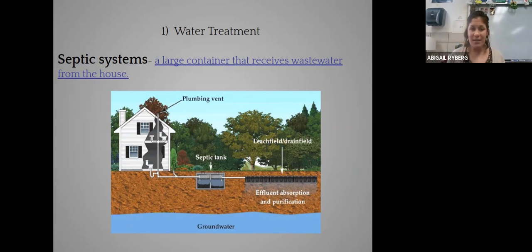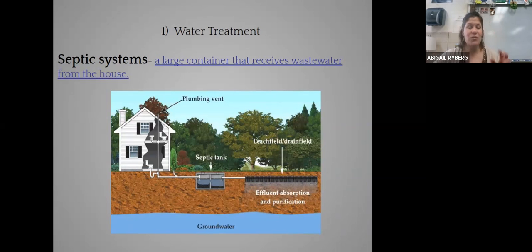Anything solid that doesn't get broken down falls to the bottom. So you can see the black buildup here. That's just the solid waste that never gets broken down. What floats to the top is essentially the clean water. So that gets then piped through what we call the leach field or the drain field.